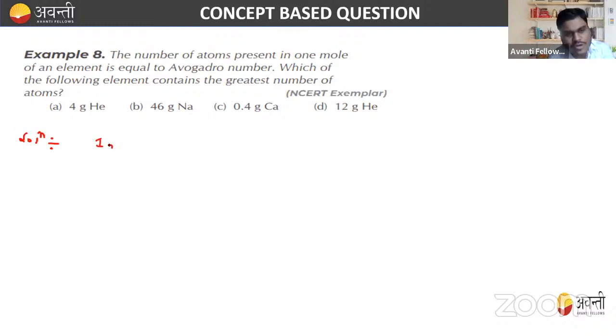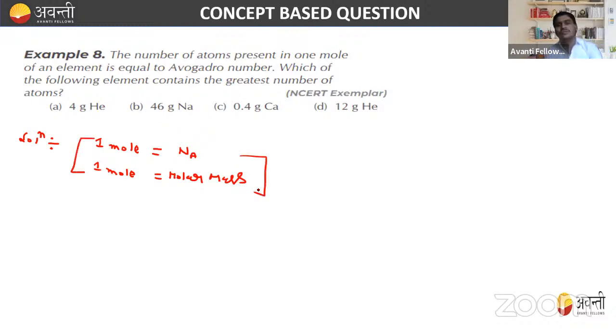We know that 1 mole is equal to the Avogadro number, and 1 mole is also equal to the molar mass. Now, just use these simple formulas and you can get to know which of these four options contains the maximum number, or greatest number, of atoms.